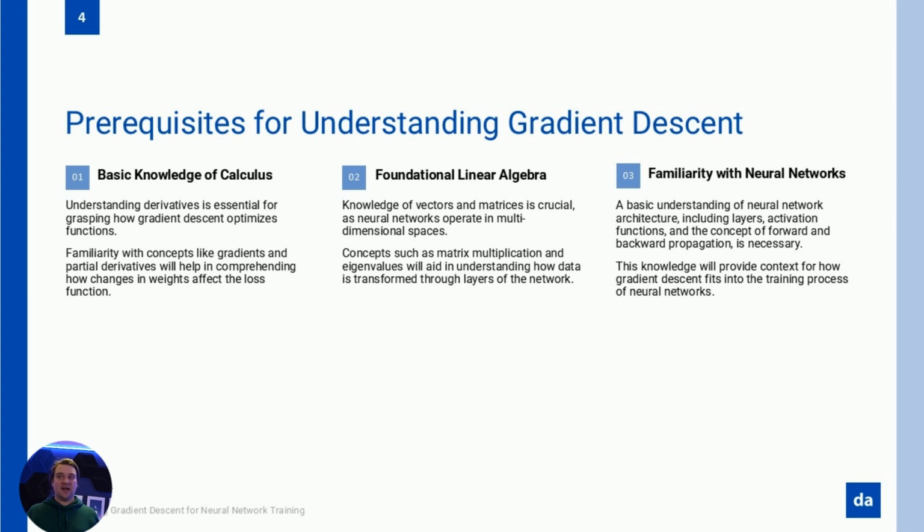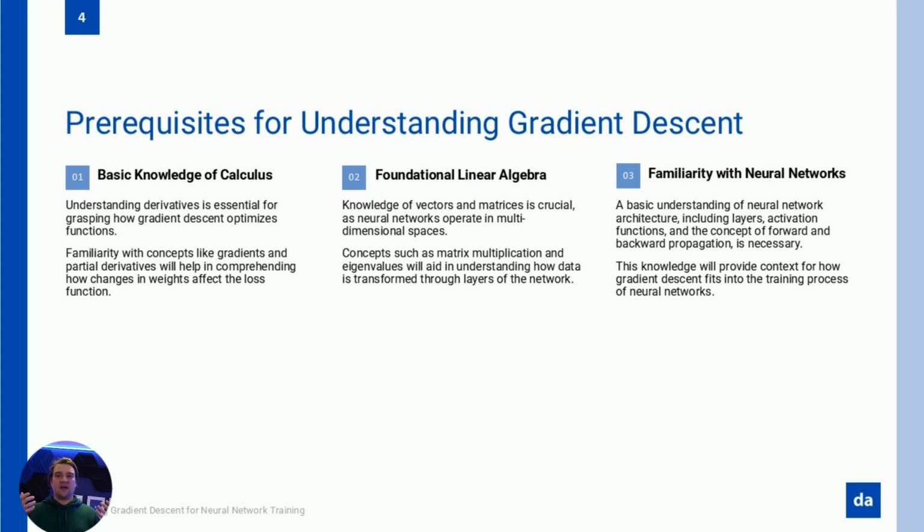Next, we have linear algebra. Picture a neural network as a machine that processes data in multiple dimensions. To understand how that machine works, you need to know the language it speaks, and that language is linear algebra. Concepts like vectors, matrices, and matrix multiplication are at the heart of how neural networks process and transform data. Think of it this way. Linear algebra is the GPS that helps data navigate through the layers of the network, making it possible to calculate gradients and optimize the model.